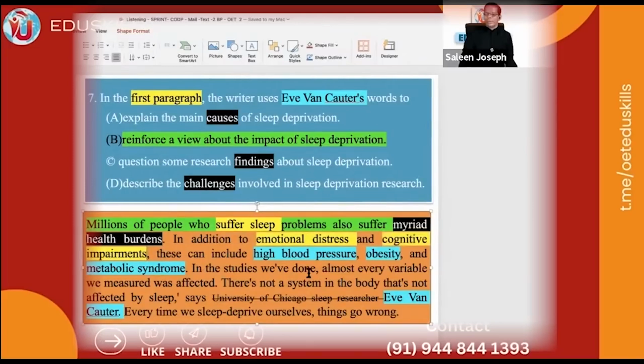Now, in the studies we have done, this means a developing sentence, illustrating with the findings of some study. Almost every variable we measured was affected.